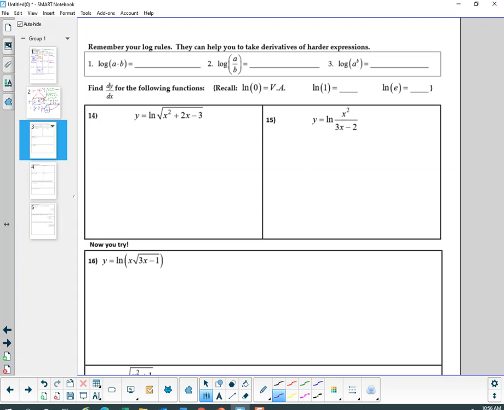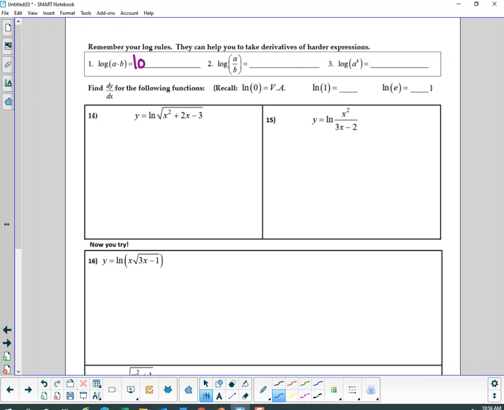Log expressions, whether they're common log or log of any base or natural log, have properties that allow you to rewrite them. So we can rewrite the log of a times b as the log of a plus the log of b. We can rewrite the log of a quotient as the difference of two logs. And then the third property, the one I already talked about, the log of a to the b power is equal to b times the log of a.